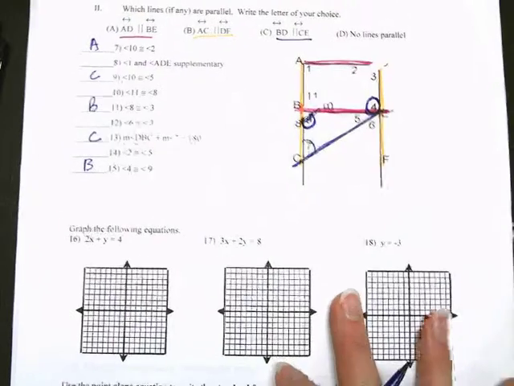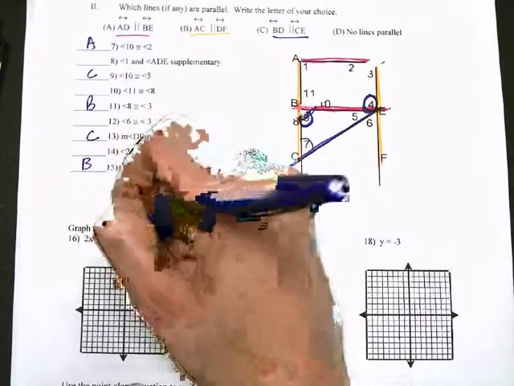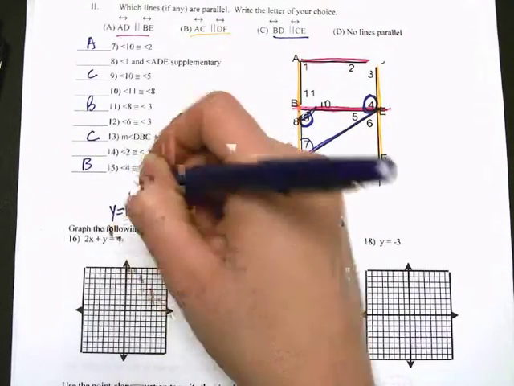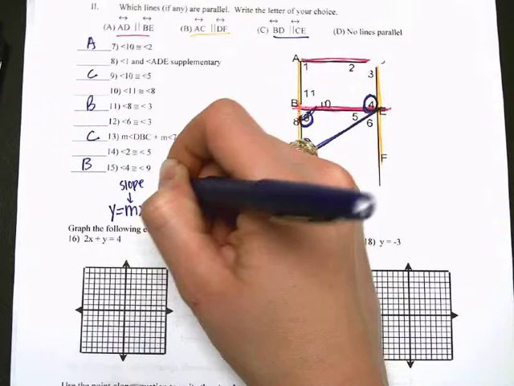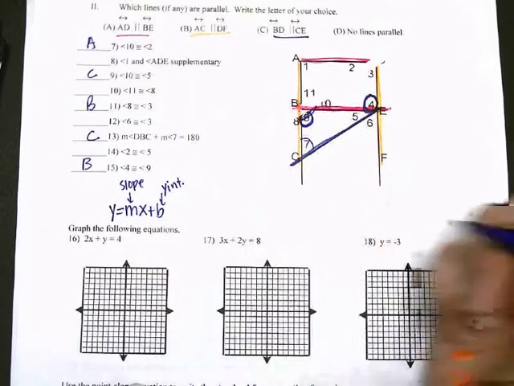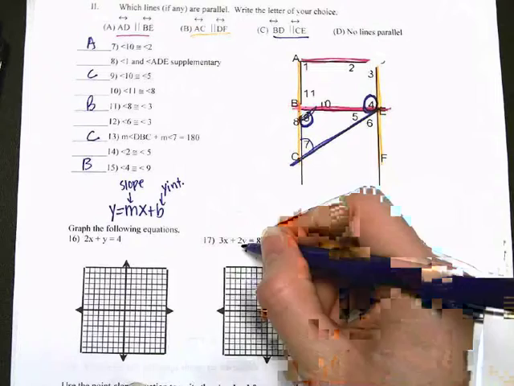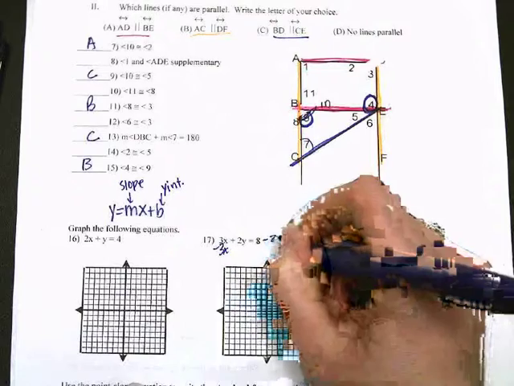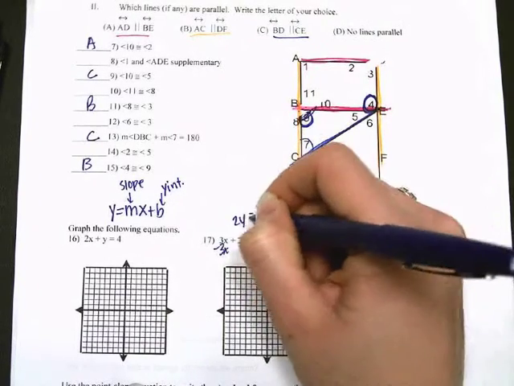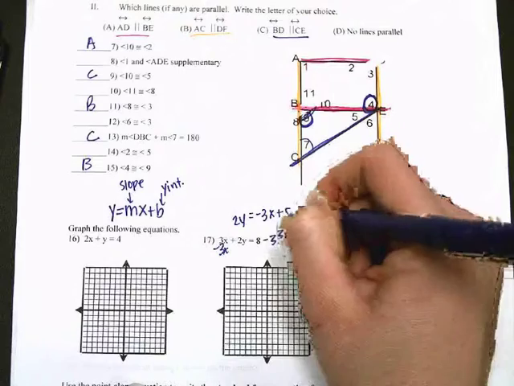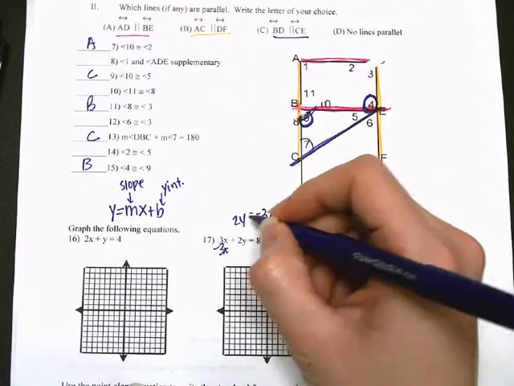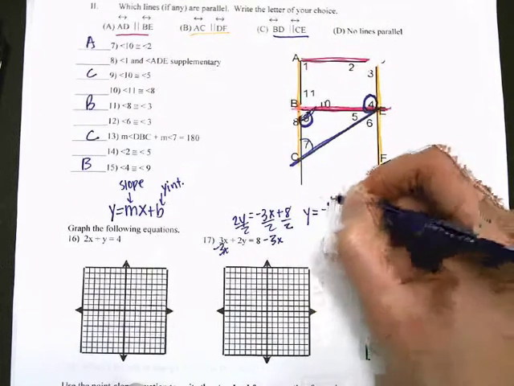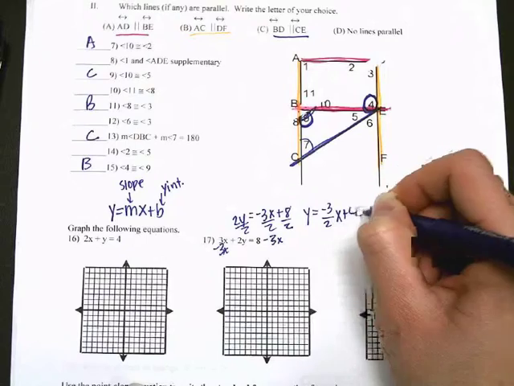Let's look at number 17. It says graph the following equation. We know that when we are graphing, you want your equation to look like y equals mx plus b, where m is the slope and b is the y-intercept. So in order to graph 17, I first have to move everything over to one side and solve for y. So we subtract 3x minus 3x, and you get 2y equals negative 3x plus 8. Then you want y by himself, so you divide everything by 2. So you get y equals negative 3 over 2x plus 4.